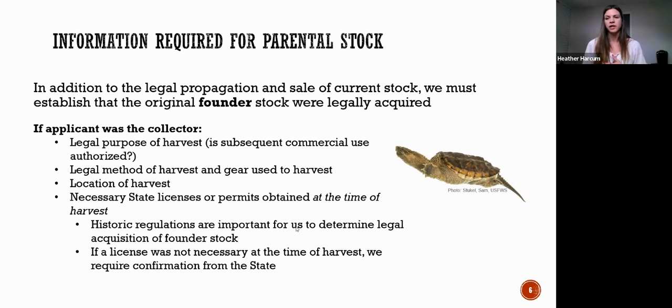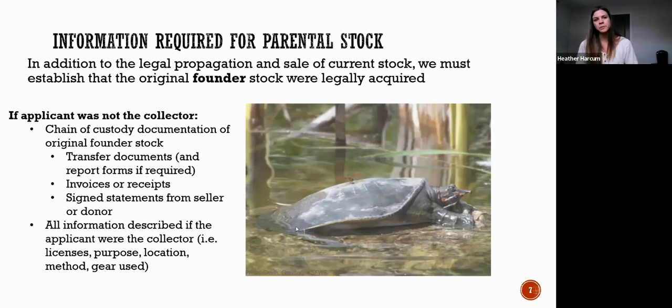So we're looking to make sure that that facility is registered and licensed and everything within the state at the time they're exporting and requesting this, and at the time that the specimens were harvested, whether that be the parental stock or if they are harvesting to export wild. Any historic regulations are very important to us to determine legal acquisition, especially when it comes to founder stock. And again, if the license isn't necessary at the time of harvest, we are going to require that they get confirmation from the state or are able to show us a regulation showing it wasn't required at the time.